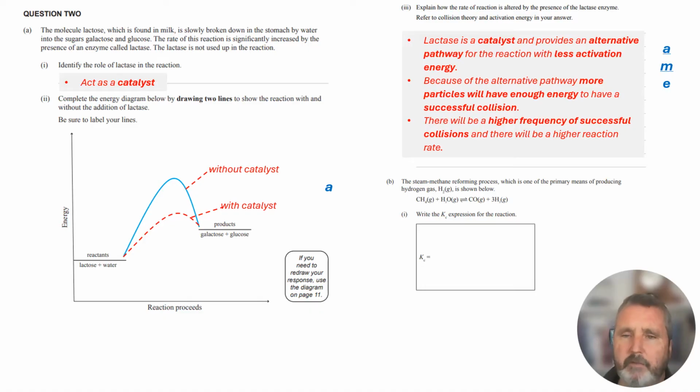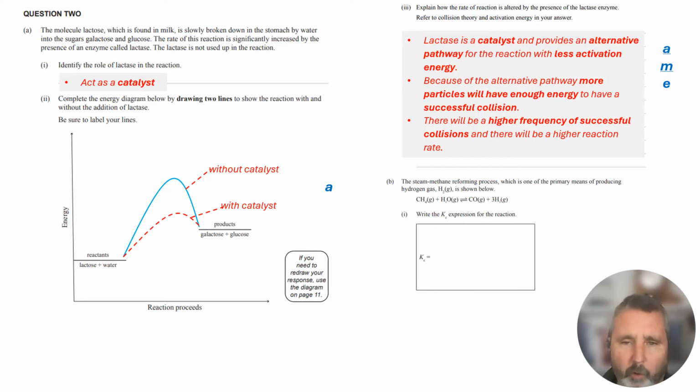Now this is an achieved, merit and excellence question, and you can see from here that basically if we put down that the catalyst gives an alternative pathway that is lower in activation energy, achieved. If we link the higher rate of reaction to the lower activation energy, we get a merit.